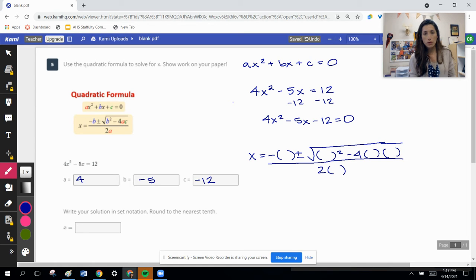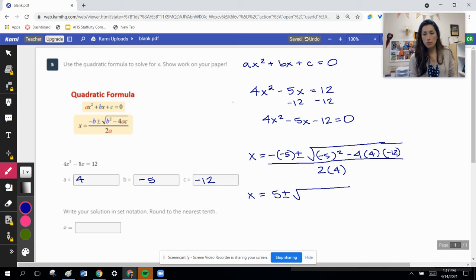So we've got negative b. So I'm going to put my b here, which is negative 5. Place it here as well. We've got our a value and our c value all over 2a. Now from here, we are just going to start simplifying the equation. So we've got x equals negative 5. That's going to turn to a positive 5, plus or minus the square root.